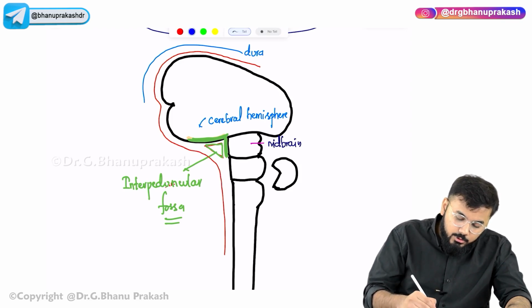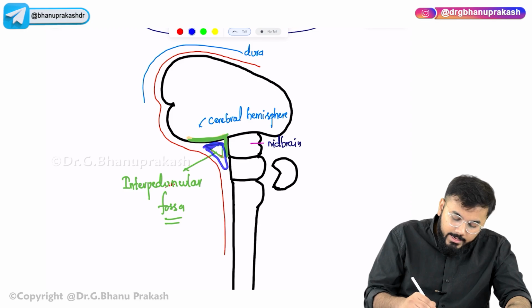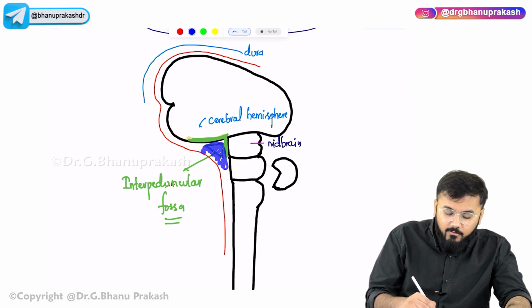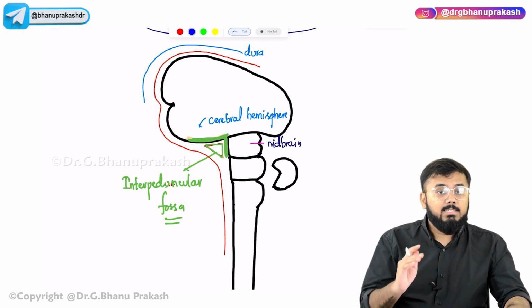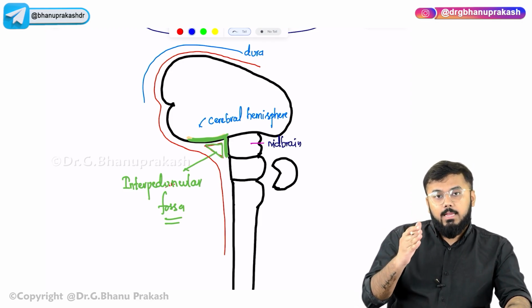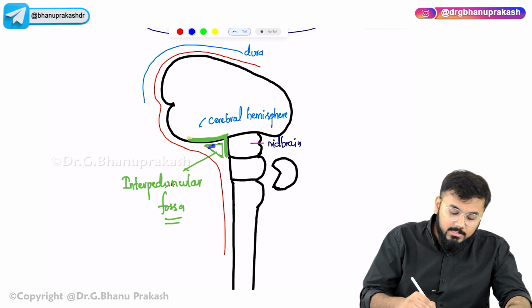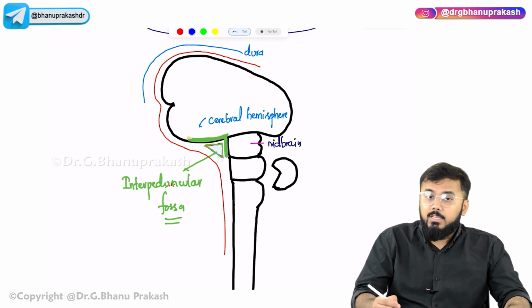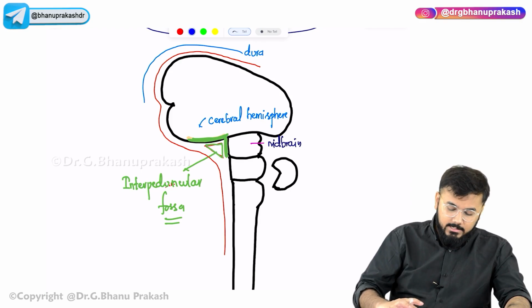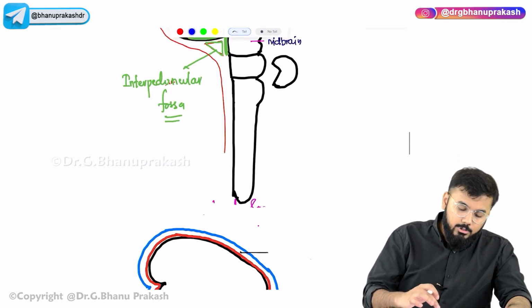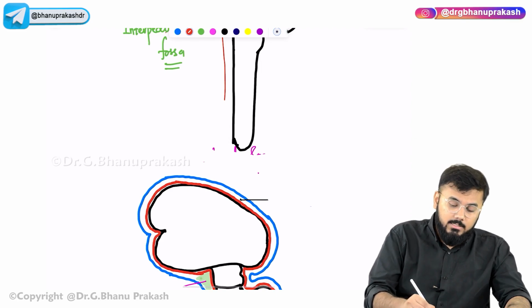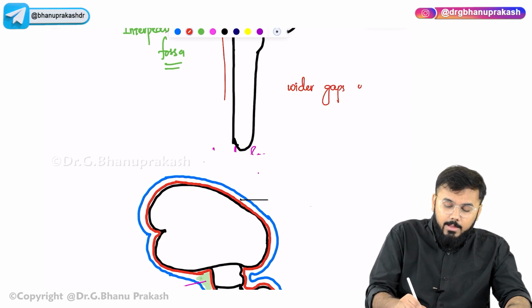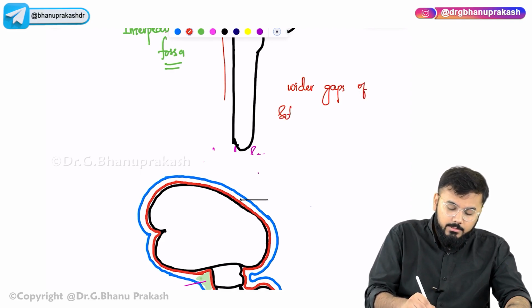Now at some places you see the arachnoid mater has got some wider gaps. Beneath the arachnoid mater there is a gap, but at some places where this arachnoid mater is covering the structures, there are some wider gaps that are left. These wider gaps are nothing but called as cisterns. I will show them to you, but just write the definition. What are these cisterns? Cisterns are nothing but called as the wider gaps of subarachnoid space.